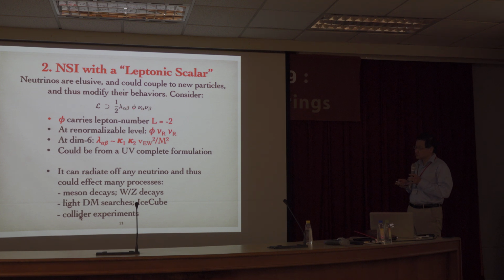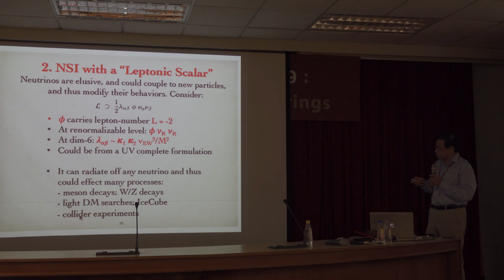I don't even need to introduce the lepton number violation. This scalar could carry lepton number 2 and give you an interaction. So this is what we want to search for. It so turns out that if the scalar only couples to neutrinos, this scalar will be radiated off any standard neutrino.